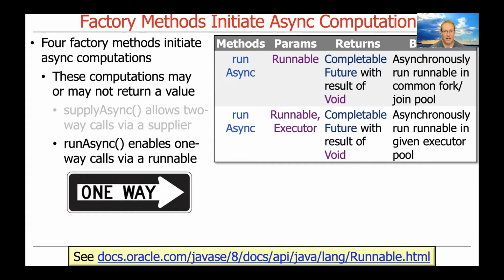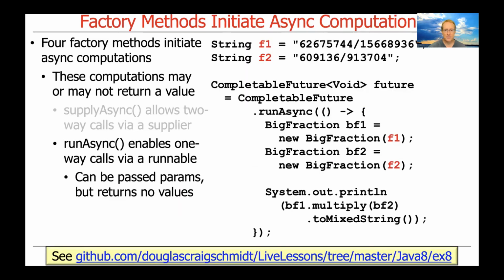And the second variant, which takes 2 parameters, the first of which is also a runnable, will run that runnable in the given executor pool, which is provided as the second parameter. So hopefully you get a sense of the parallel structure between supplyAsync and runAsync. They both give you the ability to run things in the background in either the common fork join pool or a designated pool, but the main difference is that you don't get a return value back from runAsync.